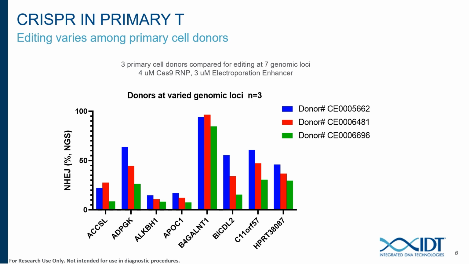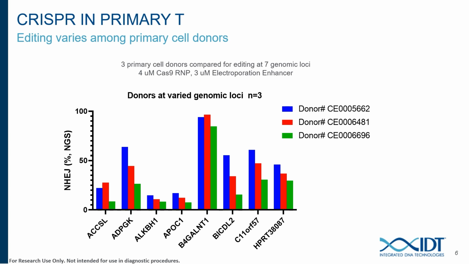Another important factor of T-cell editing is the donor of the cells themselves, and we've seen differences from donor to donor in the ability to edit, like in this graph here, where we've delivered RNP to 7 different genomic loci in 3 unique human donors.